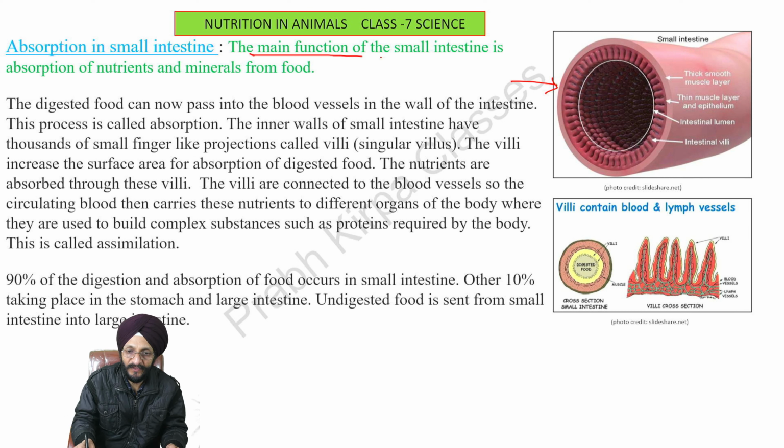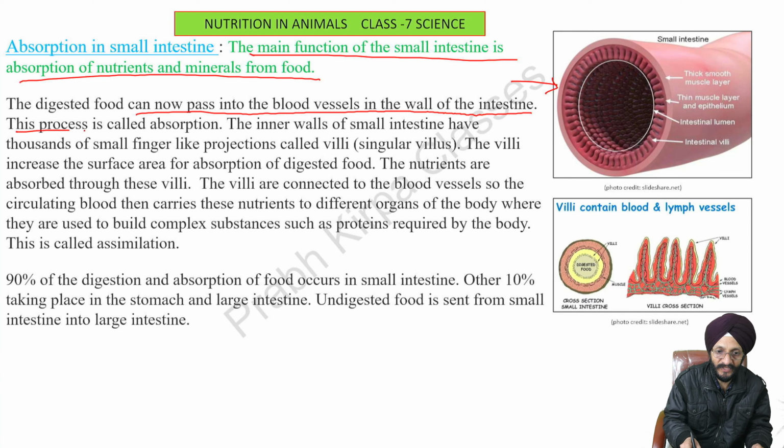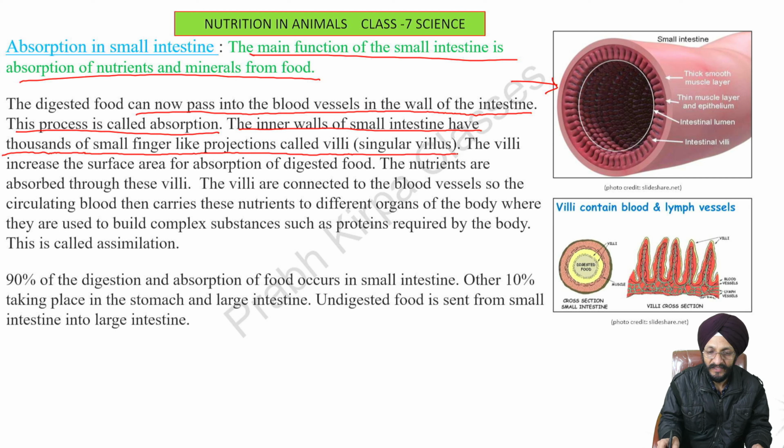The main function of the small intestine is absorption of nutrients and minerals from food. The digested food can now pass into the blood vessels of the small intestine. This process is called absorption. The inner walls of the small intestine have thousands of small finger-like projections called villi, singular villus. You can see these are villi. The villi increase the surface area of absorption of digested food.